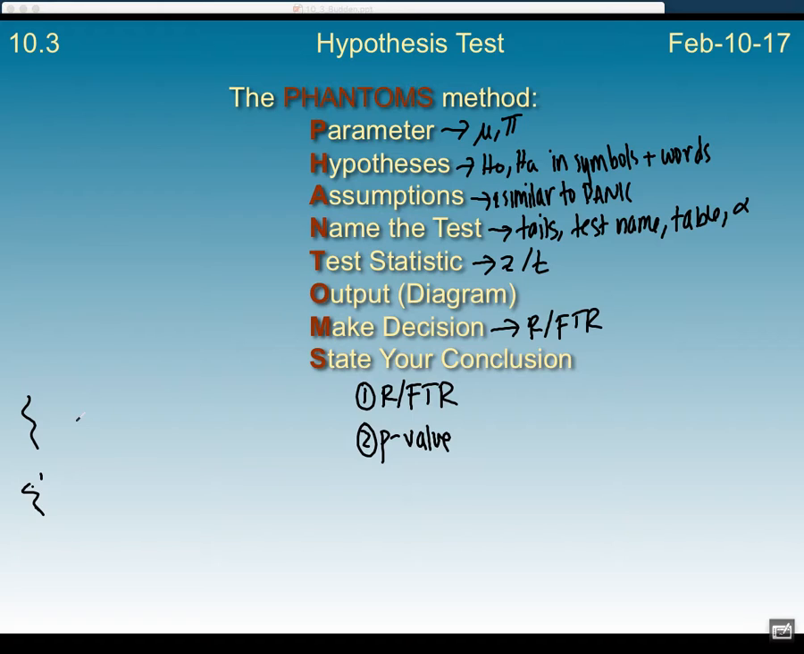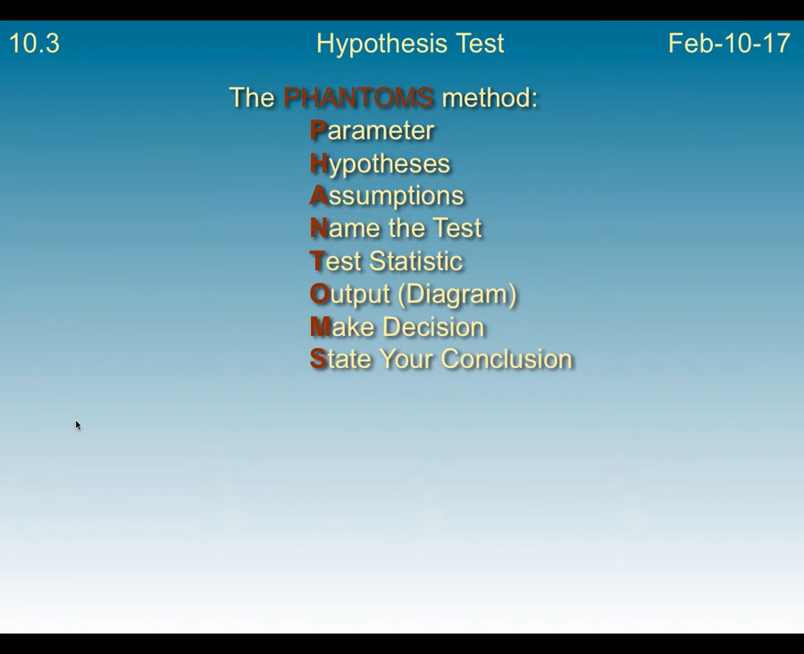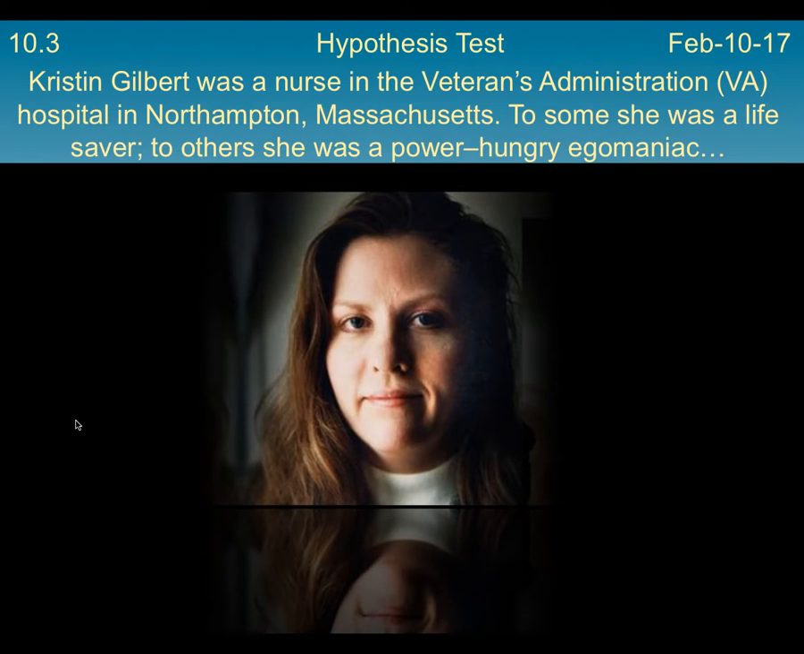Sound good? Okay, now, I don't think I told this class this yesterday, but this is one of the most interesting examples. Hands down, probably the most interesting example that we do all year. It's about this woman named Kristen Gilbert, who was a nurse at the VA in Massachusetts. The VA is a hospital for veterans. To some, she was a lifesaver because she was a nurse. To others, she was a power-hungry egomaniac. I know, you're like, that's a little dramatic, Miss Button.